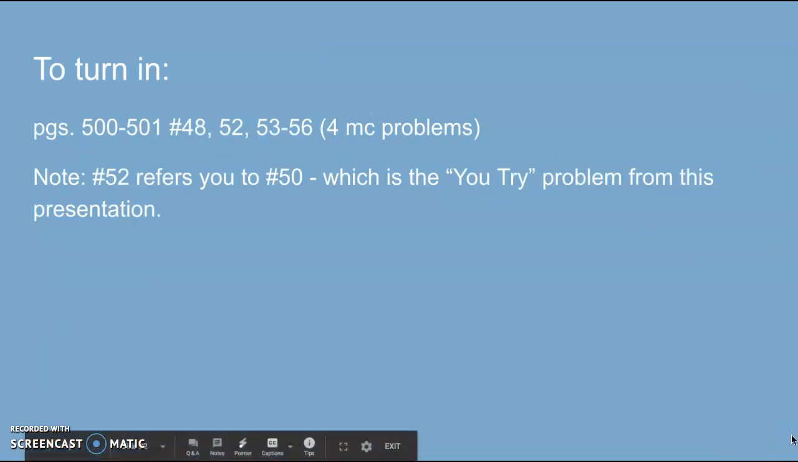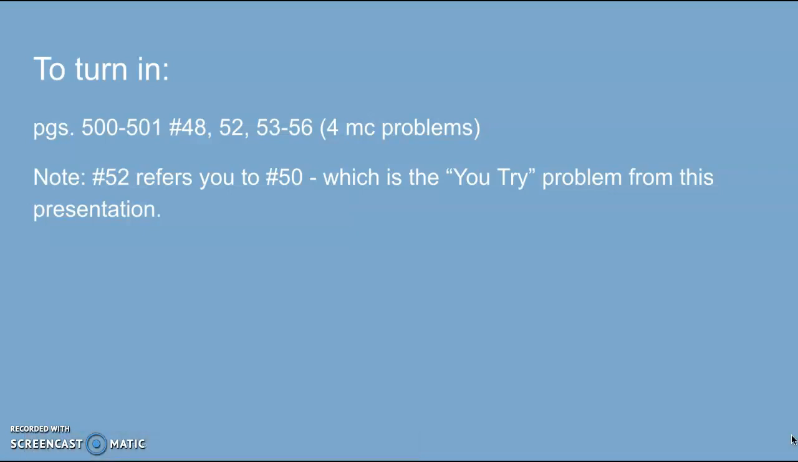All right, so that's it for the presentation. You now have some problems to do in your textbook. You can find them on page 500 and 501. You've got number 48 and 52. 52 is going to refer you back to problem 50, which was the Try problem that you just did in this presentation. There are also some multiple choice questions for you to do.